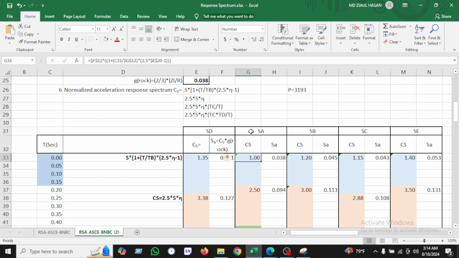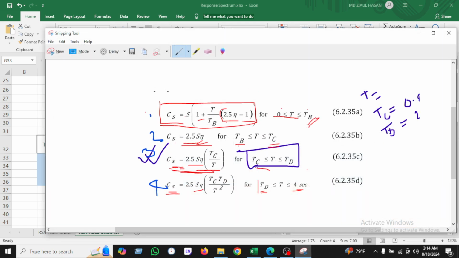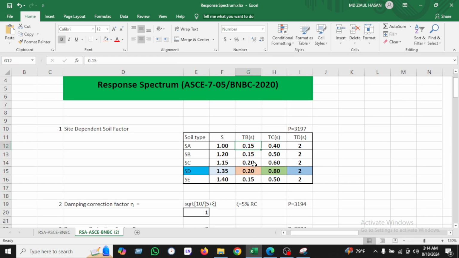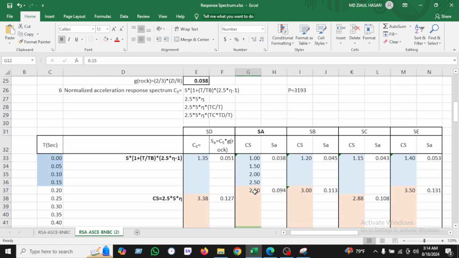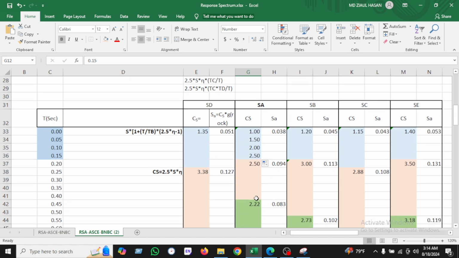So I am just working this out first, and dragging this value up to 0.15. Why? Because it is 0 to TB, and the TB value we can see is 0.15. That's why we will use this formula up to 0.15. Okay.